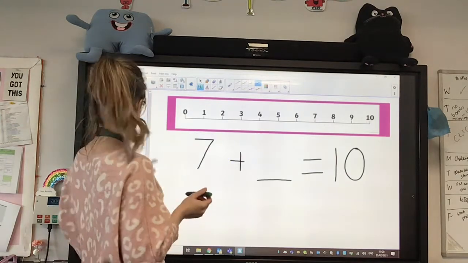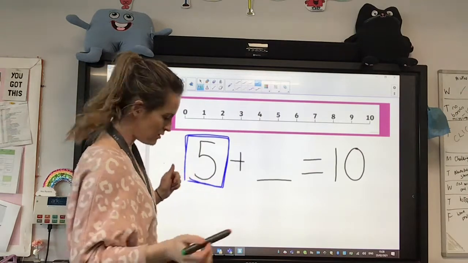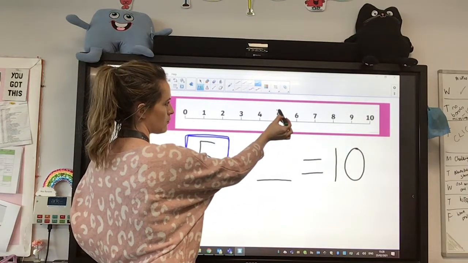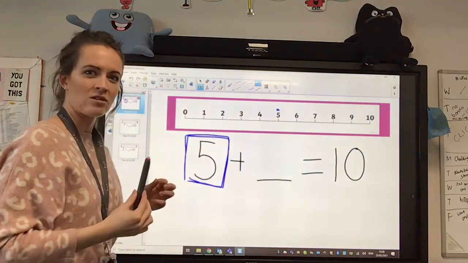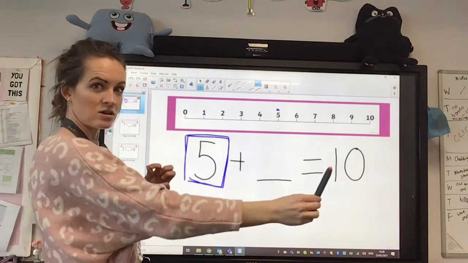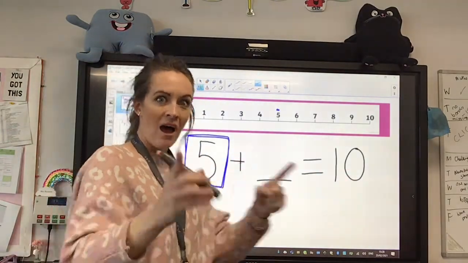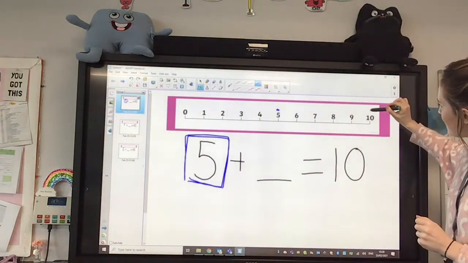So we're going to start on this number. What's that number? Ooh, we've jumped on. What's that number, everybody? 5, brilliant. So I'm going to start at number 5, okay? So we're going to start here. I'm going to put a dot on it so that I remember. Does anybody know what number we've got to get to? What are we adding to? What are we finding out? What's that other number that we know? That's right, it's 10. So we've got to get all the way to number 10.